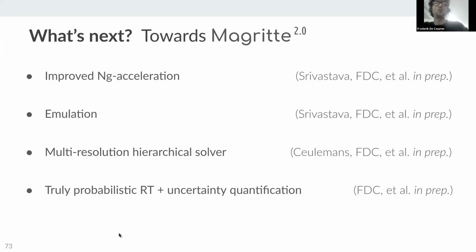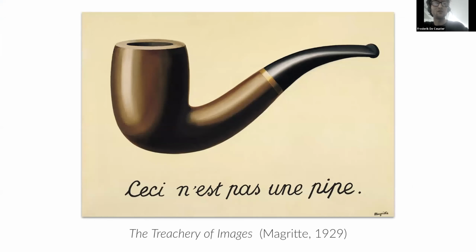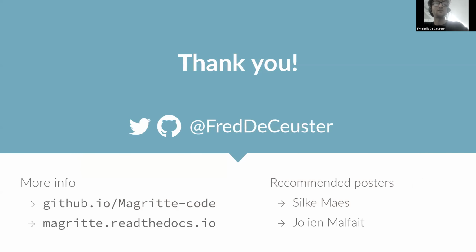And all of this will be combined into Magritte 2.0, which will be a fast hybrid solver emulator with uncertainty quantification. This will allow us to model the full complexity of the current observations and hopefully get beyond the tree of images. So yeah, thank you very much.